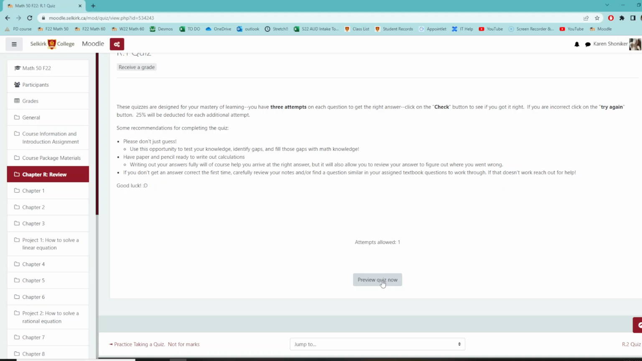And not only does that help you get the answer right, instead of trying to do it in your head, but it also gives you a chance that if you get it wrong, you can go back and see if you can find your mistakes. Being able to find your mistakes is one of the best things you can do for your learning, right? And if you don't get the answer correct the first time, go over your notes, find a similar question in your assigned textbook questions, or come and talk to an instructor, right? There's lots of people on campus that would love to help you out with this. So hopefully this goes well and you'll keep moving through the course.